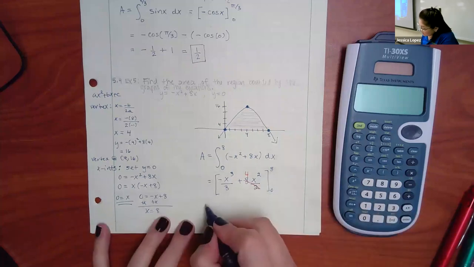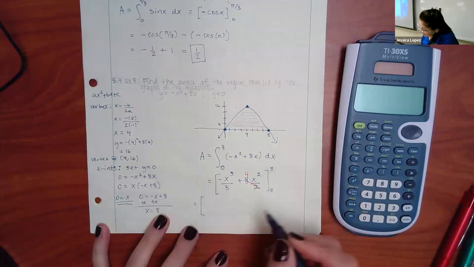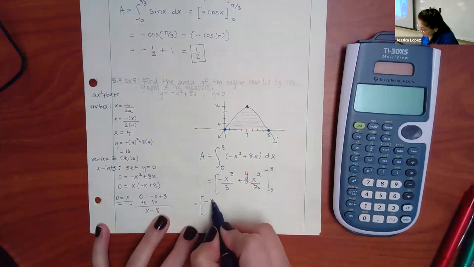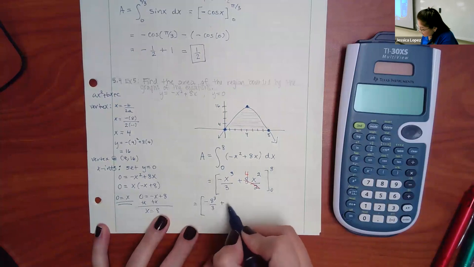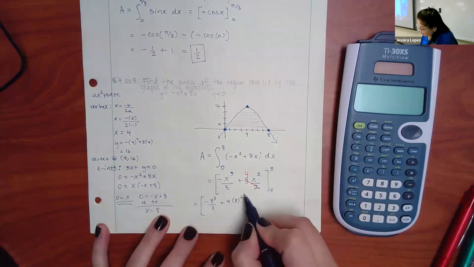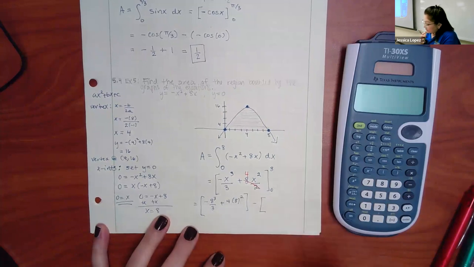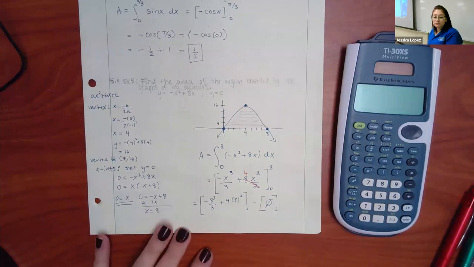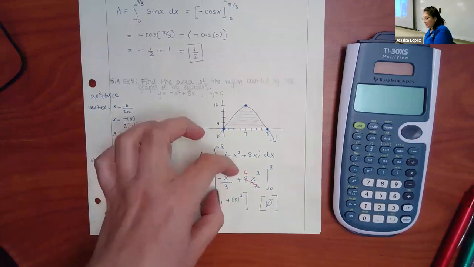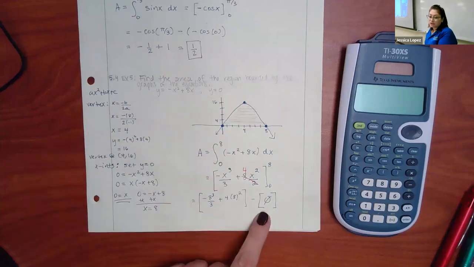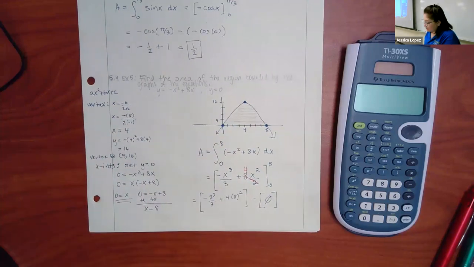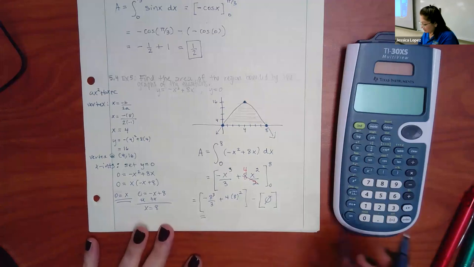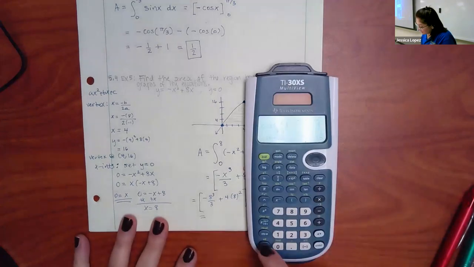Okay, so let's plug in these numbers. We're gonna get negative 8 cubed, whatever that is. And then I'm gonna put the 4 times 8 squared. And then what are you gonna get when you plug in that 0 for both of them, right? So we're just gonna put one big zero. Because if this is zero and then I'm adding another zero, it's just gonna be one giant zero. So let's see, this I can put in my calculator.